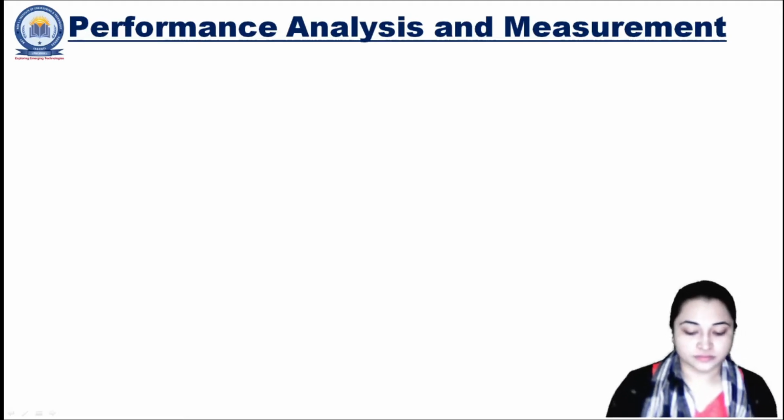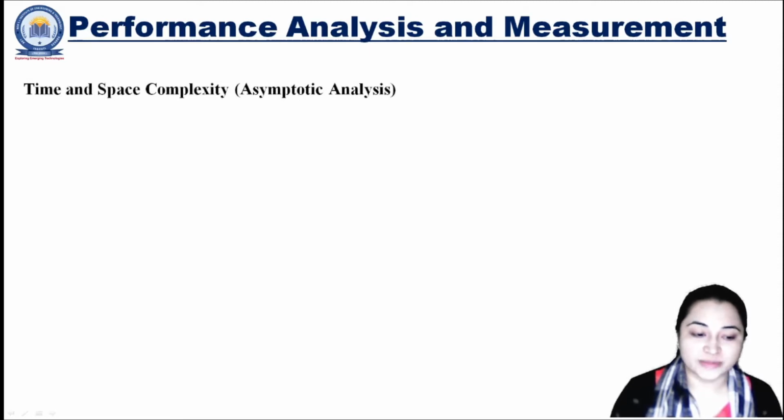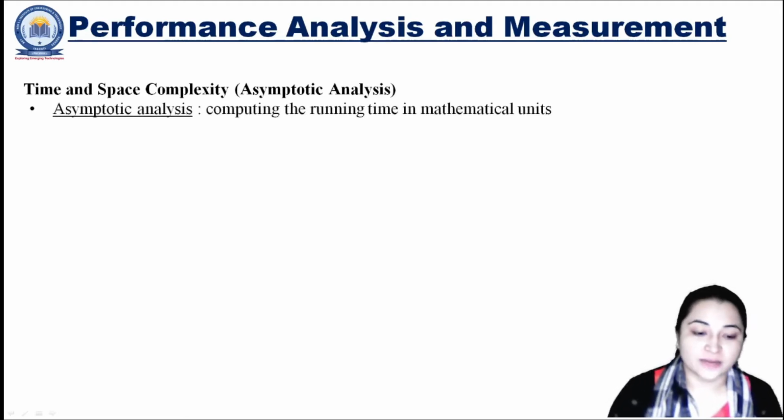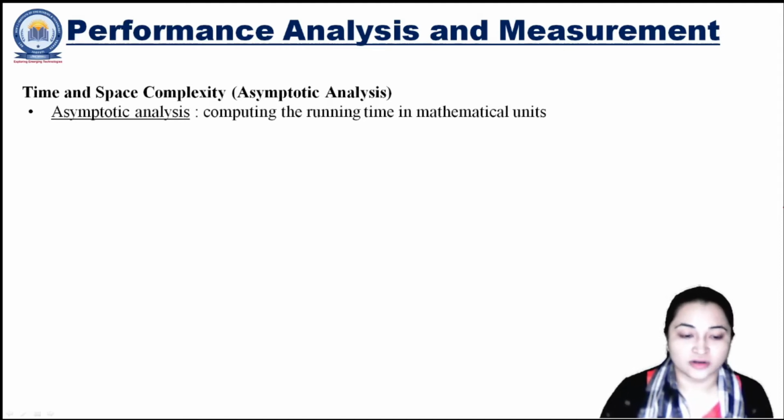Now, what do you mean by performance analysis and how do we analyze algorithms in terms of time and space complexity? In that, we will see different cases to analyze the performance of different algorithms that we will use to solve a particular problem. Let us see what is time and space complexity, or you can say asymptotic analysis. Asymptotic analysis is computing the running time in mathematical units.